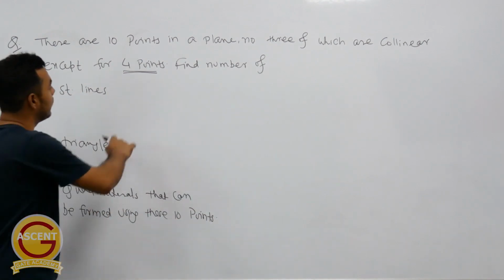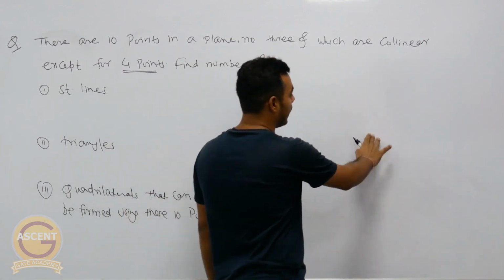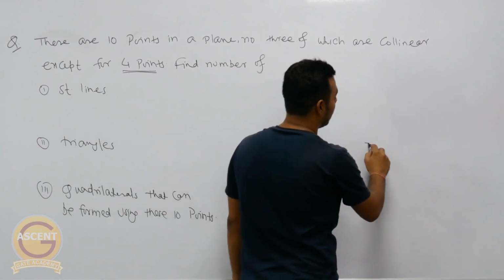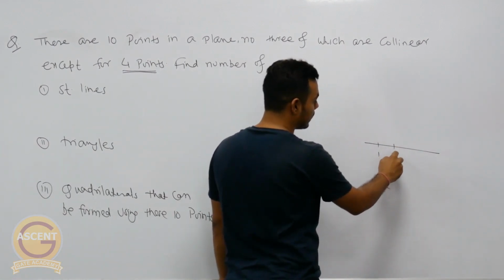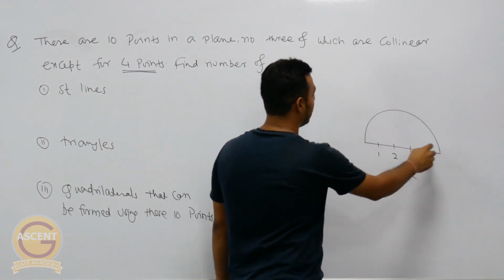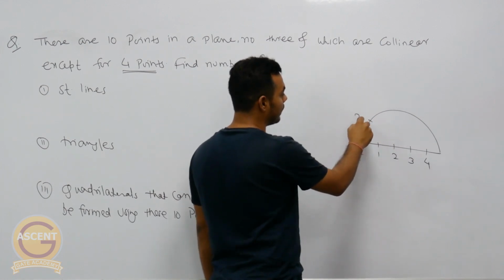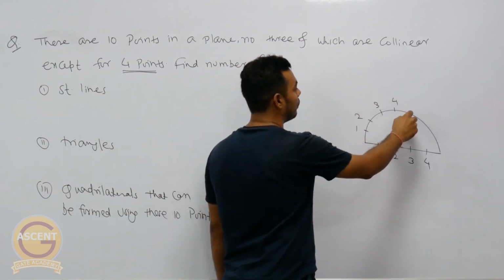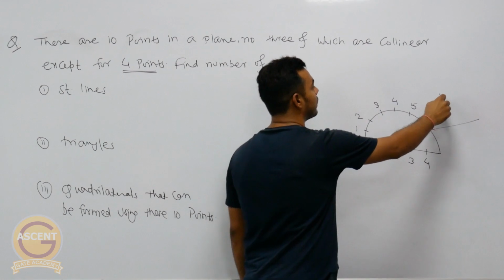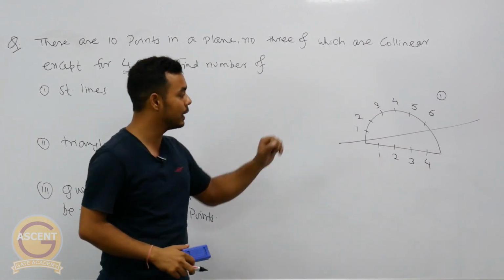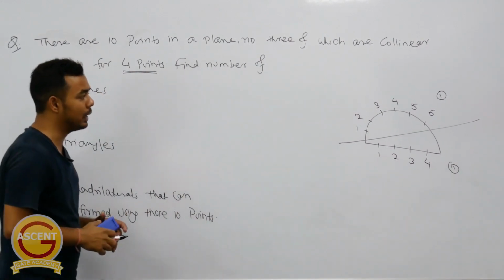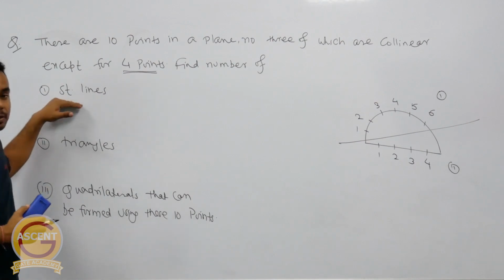So first let me draw the figure. See, there are total 10 points, and out of those 10 points, 4 are collinear points. So I am going to draw a semicircle, and on the diameter I will take the collinear points. Say these are the 4 collinear points, 1, 2, 3, 4, and on the semicircle I will take the non-collinear points, 1, 2, 3, 4, 5, 6. Now see, there are 2 regions. Region 1 has 6 non-collinear points, and region 2 has 4 collinear points. Now the question is, by joining these 10 points, how many different straight lines are possible?